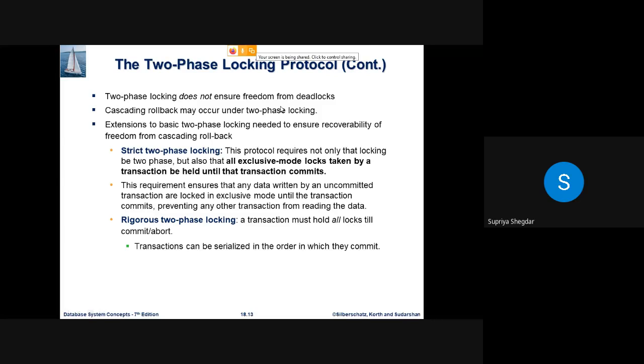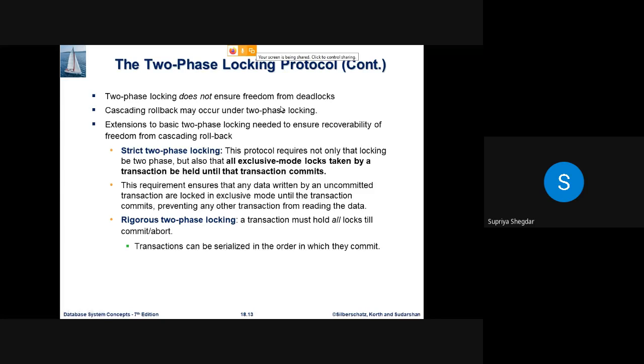So this is the requirement of the strict two-phase locking protocol. The first requirement is that the locking should be two-phase, and until the transaction commits, all the exclusive mode locks stay with the transaction only. Now the next extension of the two-phase locking protocol is the rigorous two-phase locking protocol.